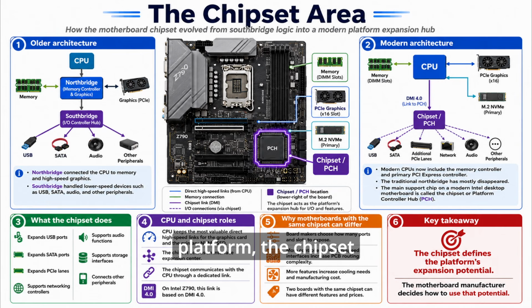On the Intel Z790 platform, the chipset communicates with the processor through DMI 4.0. The chipset defines the platform's available resources. The motherboard manufacturer decides how many of those resources become physical ports and slots. This is why two boards using the same chipset can have very different features and prices.